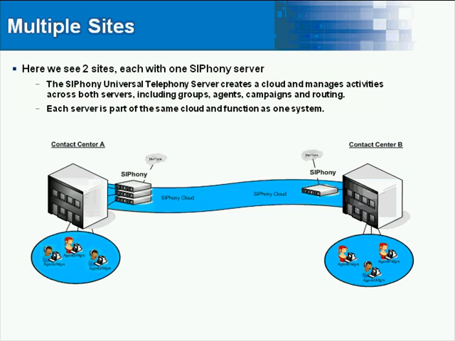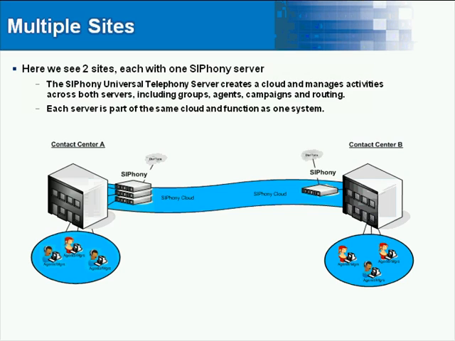So when I bring on site B, all that is required is to drop in a SIPhony server. Now you'll see that that SIPhony server becomes part of the overall cloud and umbrella, and what you'll notice is that agents in site B are now commingled and part of the same process of agents in site 1, regardless of their location. They don't have to be even centrally located. You could have one site in California and one site in New York, but as far as SIPhony is concerned, they're all one master site.